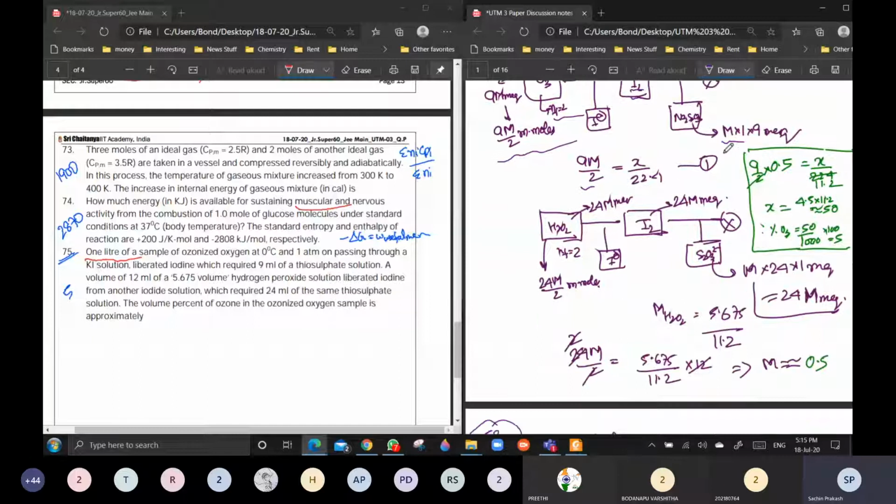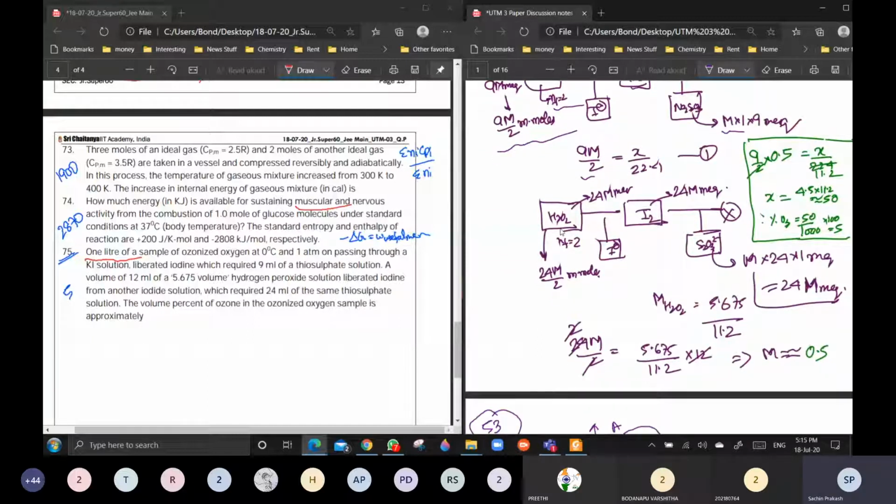The second equation is that H2O2 reacts with I minus and it gives I2. And this I2 reacts with thiosulfate and the reaction is finished. Now the same thiosulfate solution, meaning the same molarity, requires 24 milliliters for this whole process. So the milliequivalents of thiosulfate will be 24 into M. That will also be equal to the milliequivalents of I2, and also equal to the milliequivalents of H2O2. And for H2O2, the N factor is always 2. So it will be 24 M by 2 millimoles.